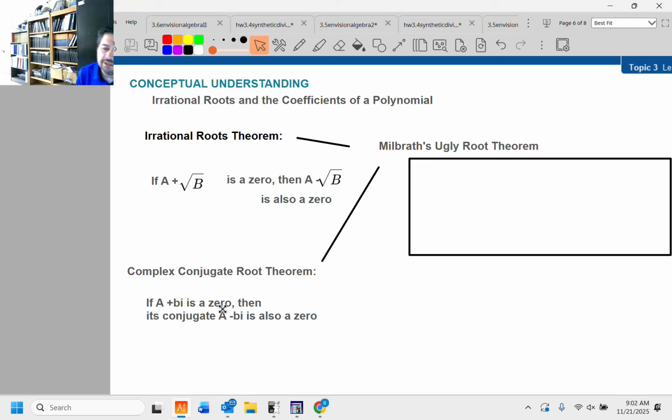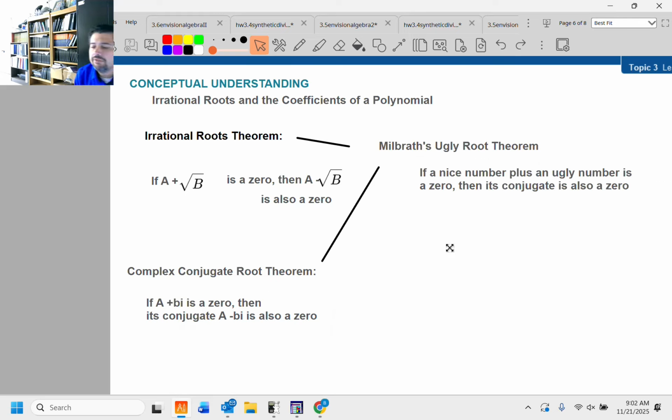And you put those two together, and I'm probably not qualified to be making theorems here, but Milbrath's ugly root theorem is pretty simple. If a nice number plus an ugly number is a 0, then its conjugate is also a 0. So just be on the lookout for ugly numbers, because if you have one ugly number, you also have its conjugate. Pretty simple little theorem there.